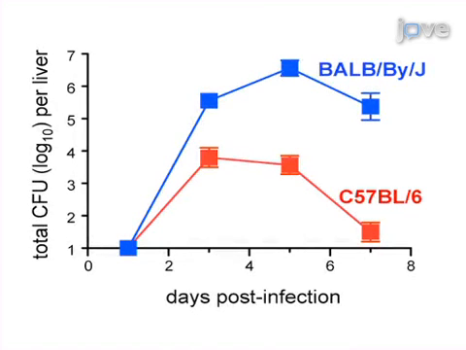Using this model, BALB/c mice are highly susceptible to infection, while C57 Black 6 mice clear the infection rapidly.